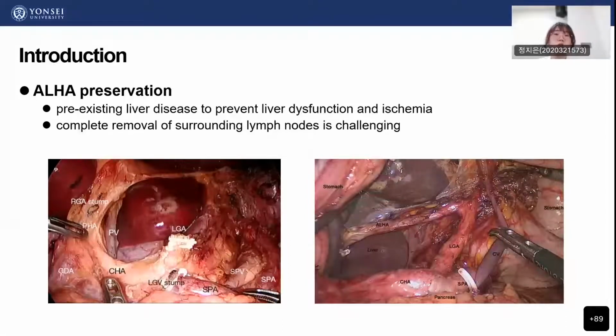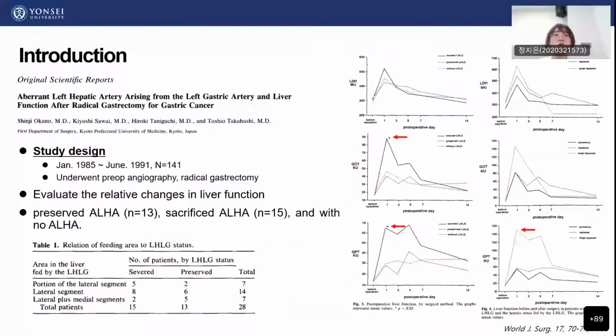But it is technically challenging to completely remove lymph nodes surrounding aberrant left hepatic artery. Several studies have been conducted about aberrant left hepatic artery preservation and liver function. This study was performed in Japan.